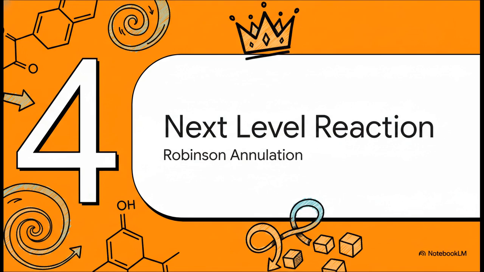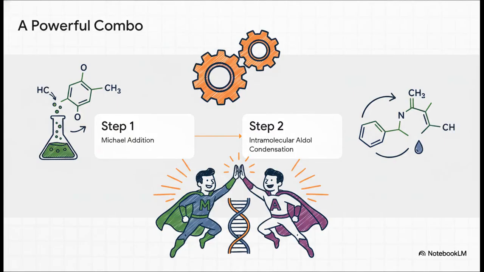So now that we've got a good handle on the Michael addition, let's take things to the next level. Let's see how it's used as the first step in an even more powerful reaction called the Robinson annulation. In this case, the Michael addition is basically the opening act that perfectly sets the stage for the main event. You can really think of the Robinson annulation as a combo move in chemistry. It's not just one reaction, it's a sequence of 2.